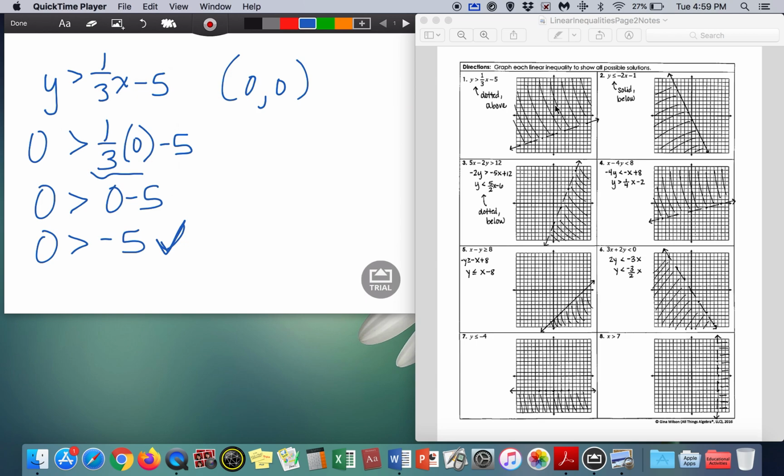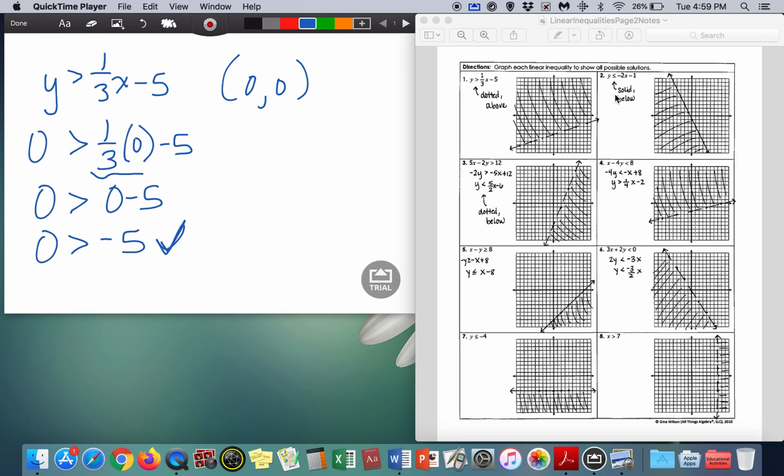All of these points are going to work, and you could test any of them. You could pick 17 of them right now and test them. They're all going to work, and that's why it gets shaded up here. And any of these points down here are not going to work. So you could test a bunch of points if you want, but really one point's going to do it. If I test the point and it works, shade that side. If I tested the origin right now and it didn't work, then I would be like, hey, this is the side that's not shaded, and I would shade down here.